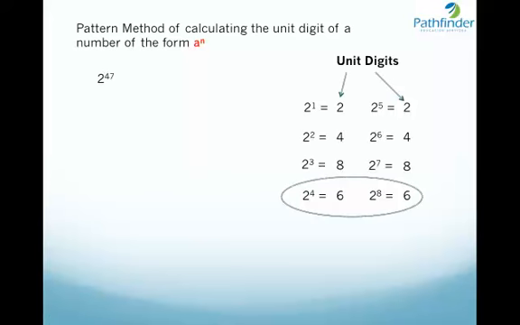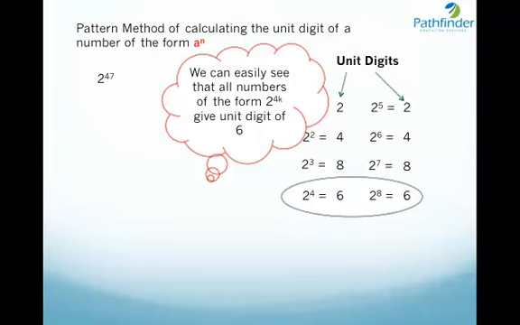We can see here that any number that is of the form 2 to the power of a multiple of 4, which I represent as 2 to the power 4k, so 2 to the power 4, 2 to the power 8, 2 to the power 12, all of them will have unit digits of 6. This is one observation which you can make here.